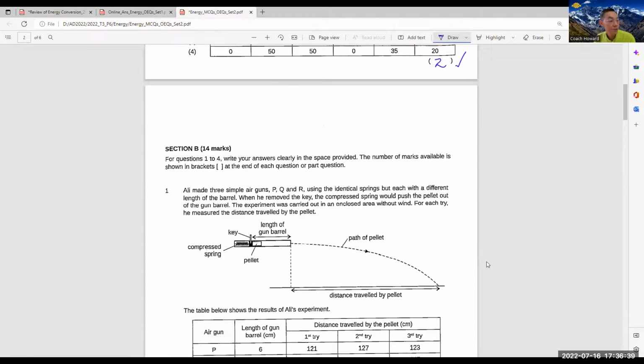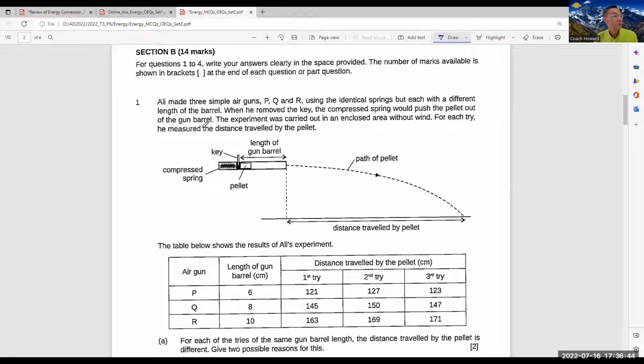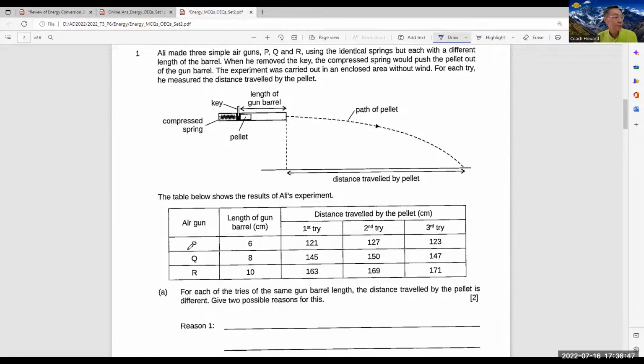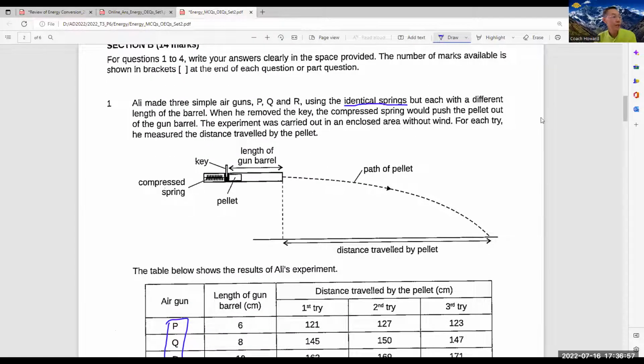Okay, next question. This is an experimental based question. So Ali made 3 air guns. You can see here. And identical springs, so you highlight this identical spring, but each with a different length barrel. Length barrel is this part, the barrel of the gun. When he removed the key, the spring will spring outwards. The compressed spring would push the pellet out of the gun barrel. So there's a pellet there that will fire forward.